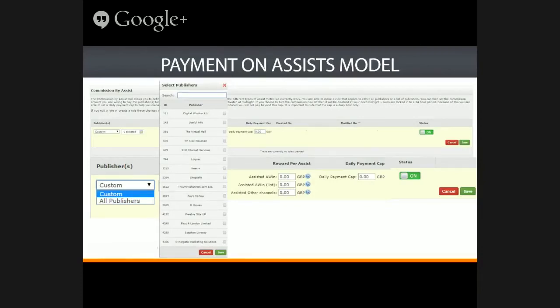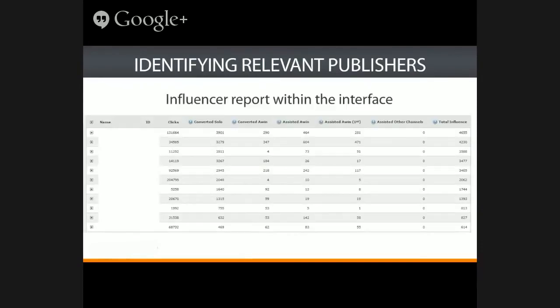So how do we go about identifying relevant publishers? Recently, we launched additional reporting functionality in the interface so that advertisers and publishers were able to see where they've been involved in transactions without converting the sale. The additional fields that have been included are converted solo. This is where the publisher was the only one involved in a particular transaction.